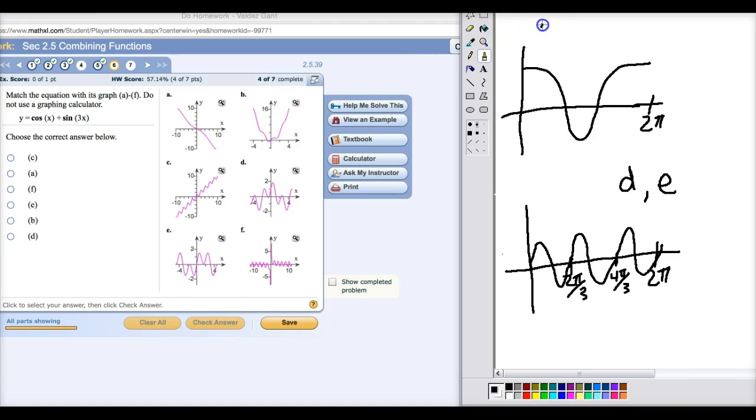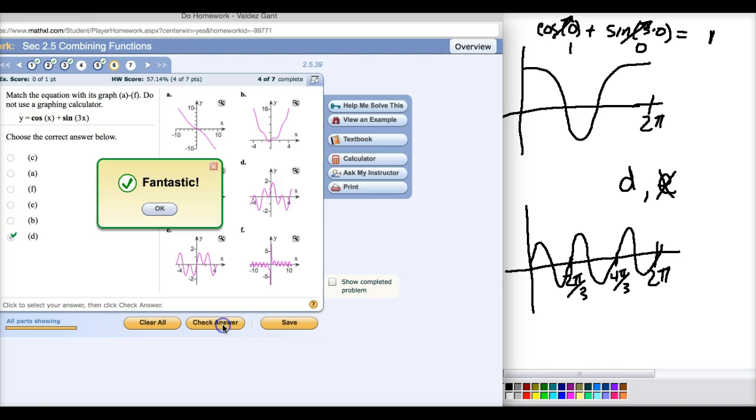x in cosine x plus sine 3x, we would have cosine of 0 plus sine of 3 times 0. And we know that cosine of 0 is just 1 and sine of 0 is 0. So our y-intercept would have to be above the x-axis. And so because of this, that rules out E. And so therefore, D would actually be our best choice for an answer here.